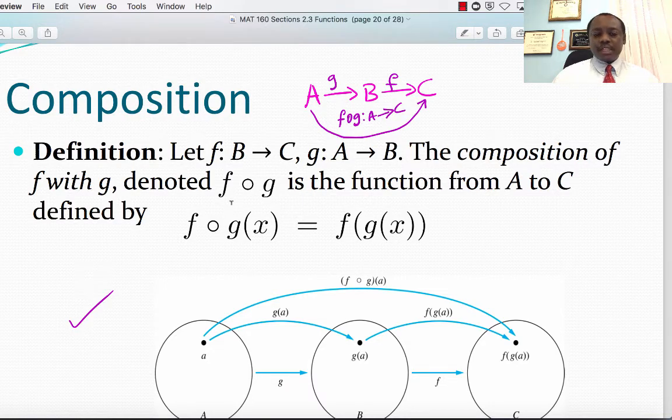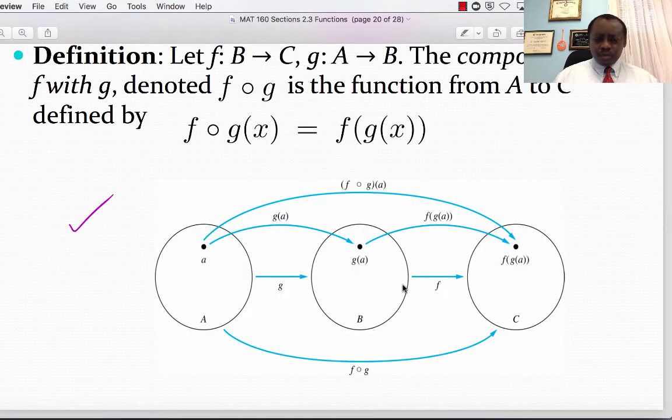And the most important part is that f composed with g of x equals f of g of x. So g feeds on x and f feeds on g of x. Okay, that's what I need you to remember. g feeds on x and f feeds on g of x, and x is from A. Now let's see how that works. So let's start with the element a. g takes the element a and produces g of a. f takes the element g of a and produces f of g of a. So you see, g feeds on a and f feeds on g of a.